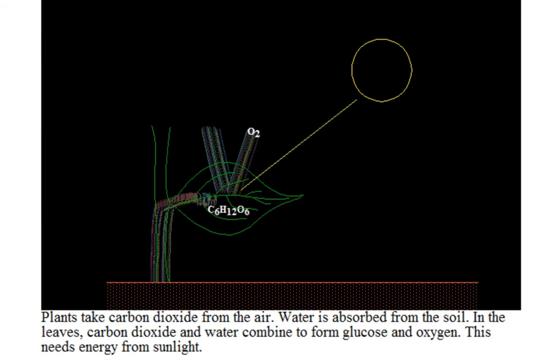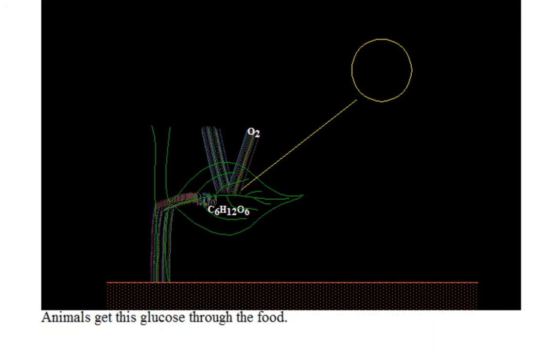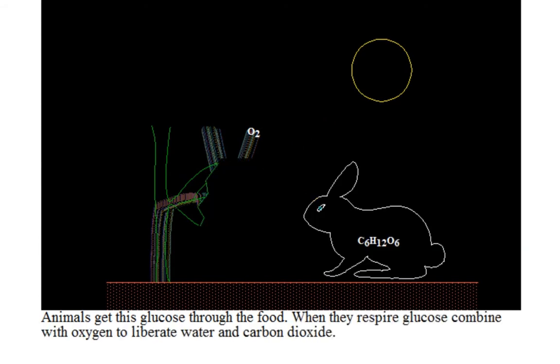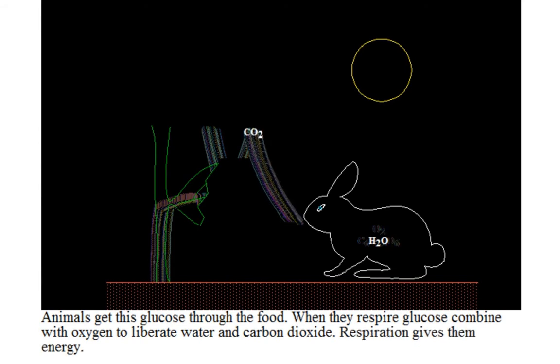The leaves make glucose and release oxygen to the air. This process is called photosynthesis. Animals get this glucose through their food. When they respire, glucose combines with oxygen, releasing carbon dioxide and water. Respiration gives them energy.